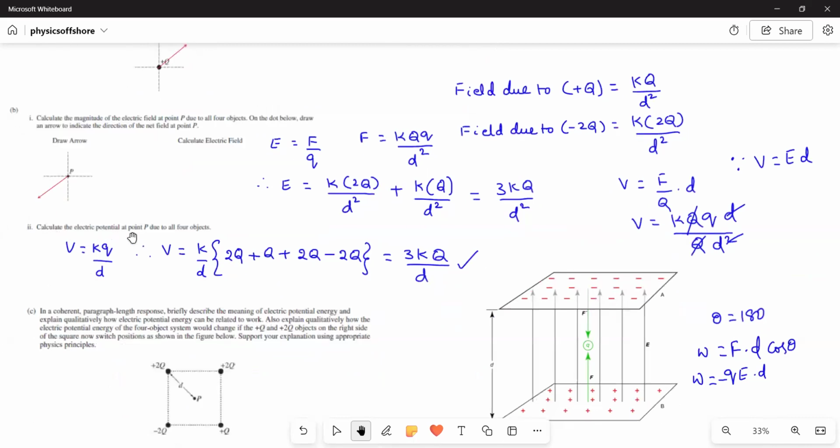Calculate the electric potential at point P due to all four objects. Next bit. In a coherent paragraph length response, briefly describe the meaning of electric potential energy and explain qualitatively how electric potential energy can be related to work. Also explain qualitatively how the electric potential energy of the four object system would change if the plus Q and plus 2Q objects on the right side of the square now switch positions as shown in the figure below. Support your explanation using appropriate physics principles.